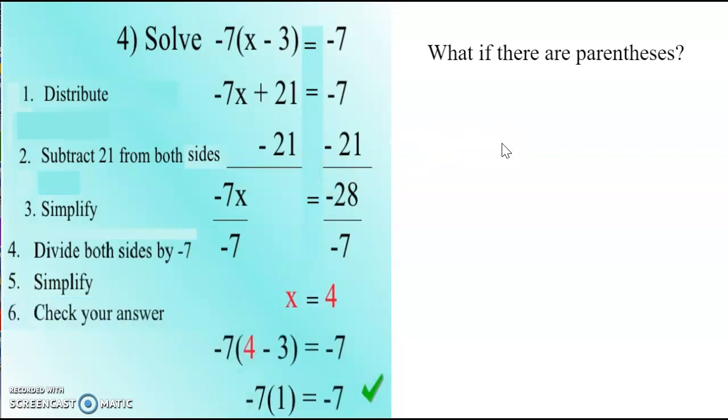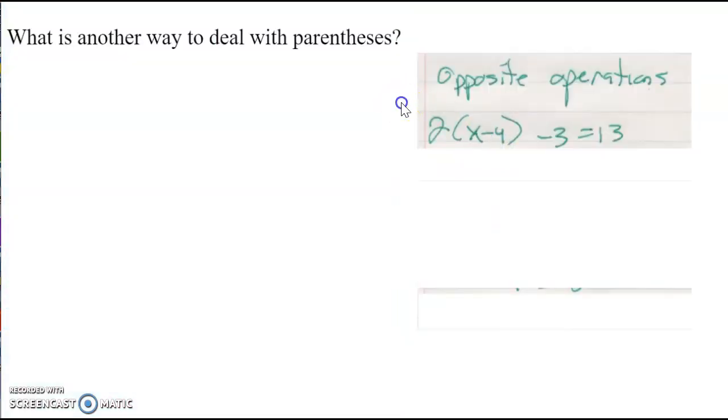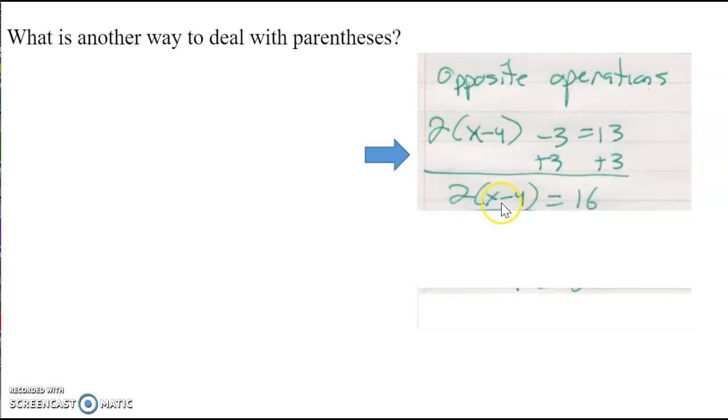Okay, is that the only way? Well, no, because if you have an example like this, okay, what do we do first? Well, we have this expression here and then -3. We want to get rid of this first, because we want to get rid of adding and subtracting first. So the opposite of -3 is add 3, and then you're left with 2 times (x minus 4) is equal to 16. And from here, yes, you can distribute and then solve as a two-step equation.